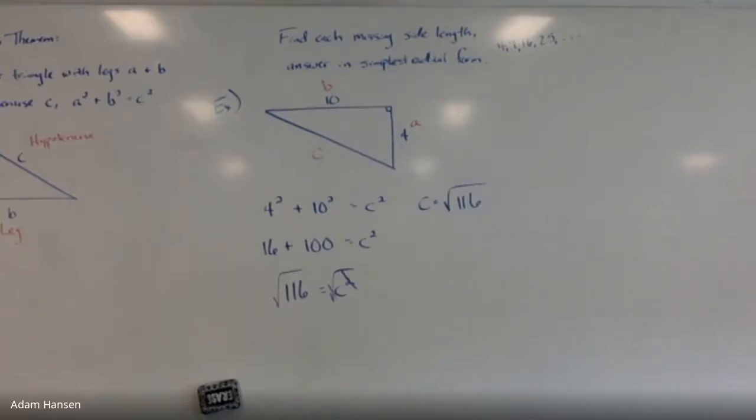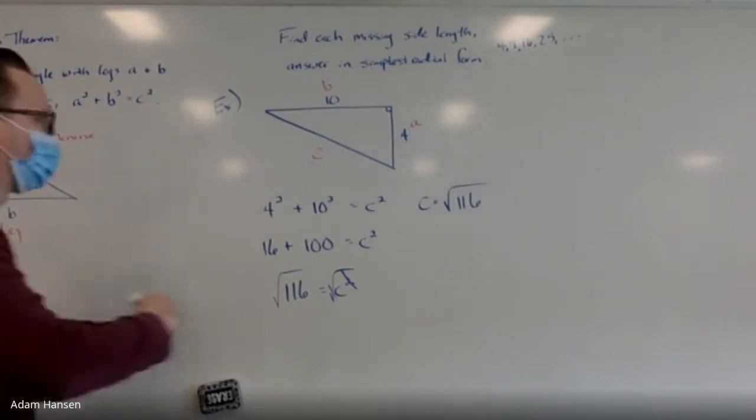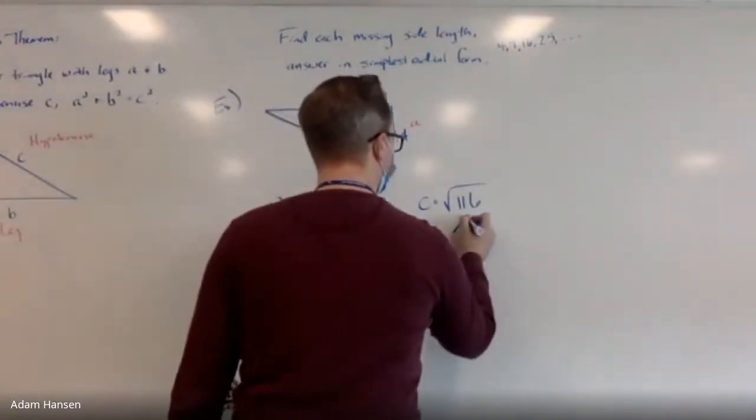What perfect square would divide into 116 that I could use to simplify it? Perfect squares are like 4, because 4 is 2 times 2. 9, because it's 3 times 3, and so on. Is anything divided into 116 that I could use? 4 how many times? 29. What's 116 divided by 4? 29.